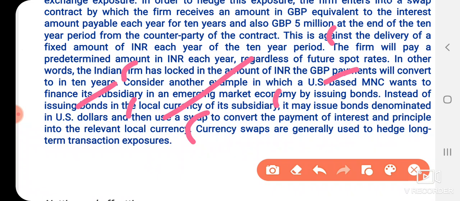Currency swaps are generally used to minimize long-term transaction exposure. It means, for example, if there is a 10-year or 20-year period, they can use such swap contracts in order to minimize risk.